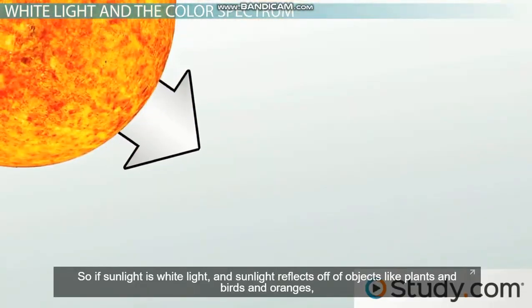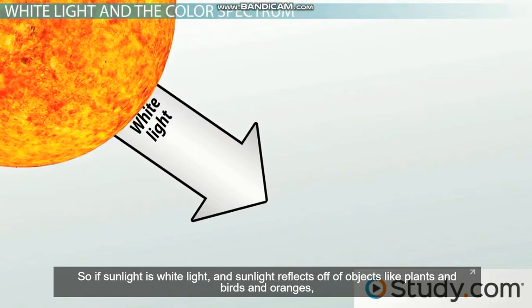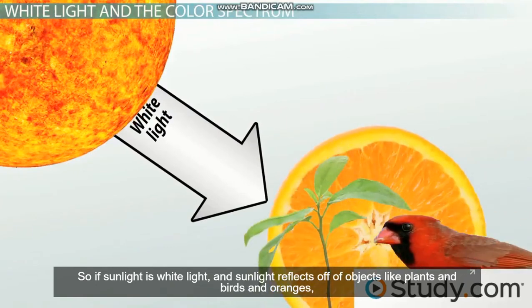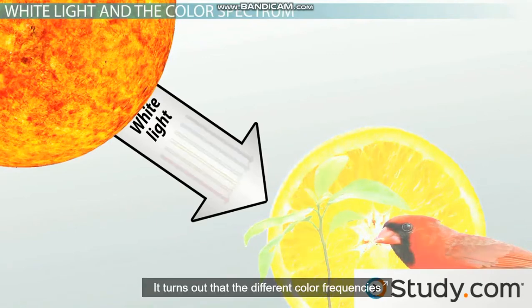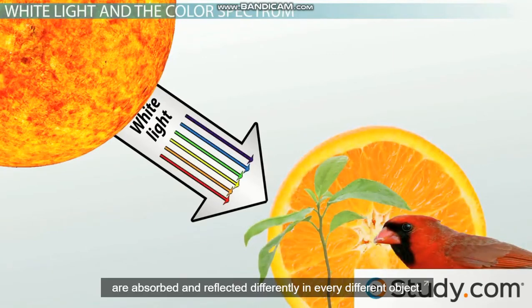So if sunlight is white light and sunlight reflects off of objects like plants and birds and oranges, then why don't we see those objects as white? It turns out that the different color frequencies are absorbed and reflected differently in every different object. Let's learn more about selective absorption and how it relates to color.